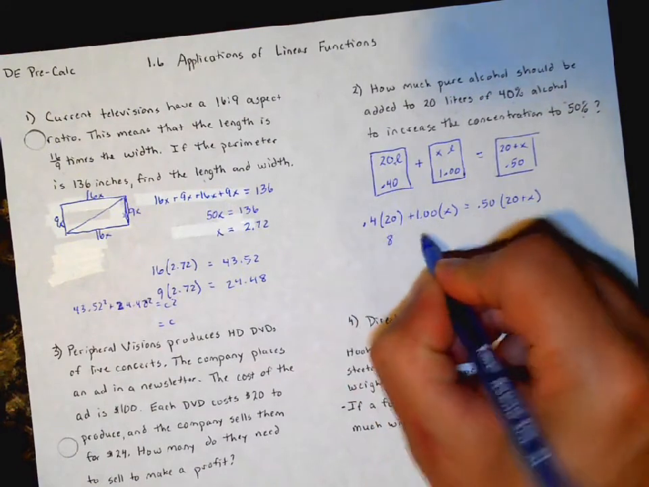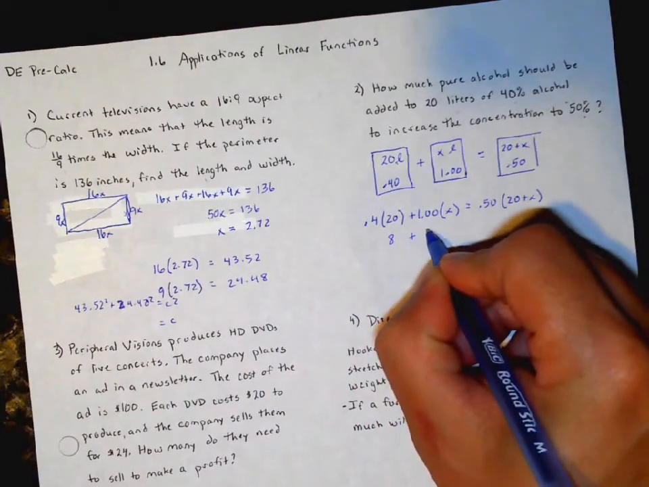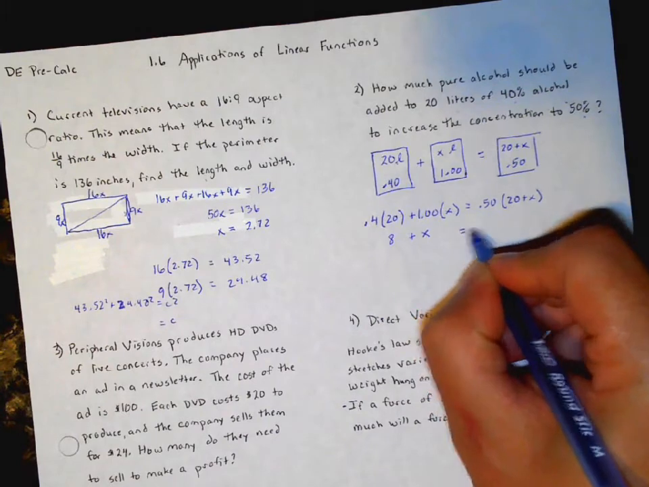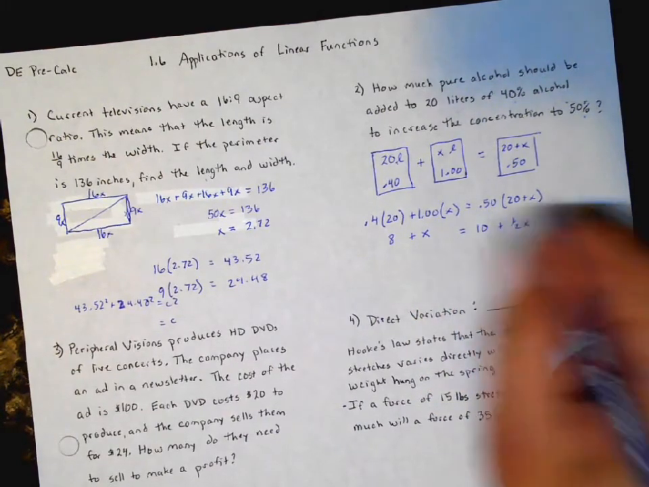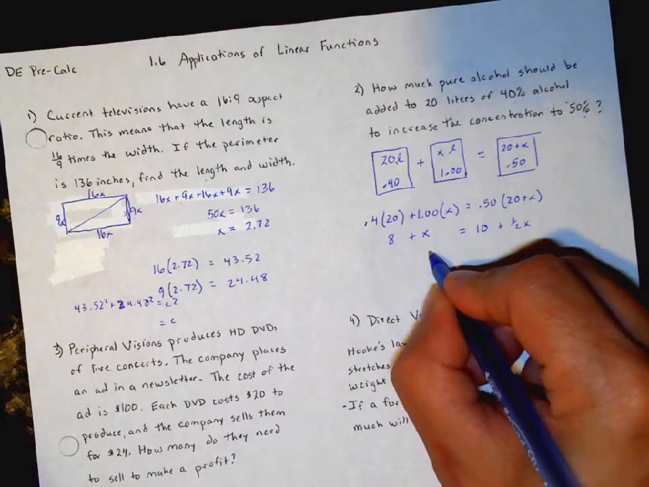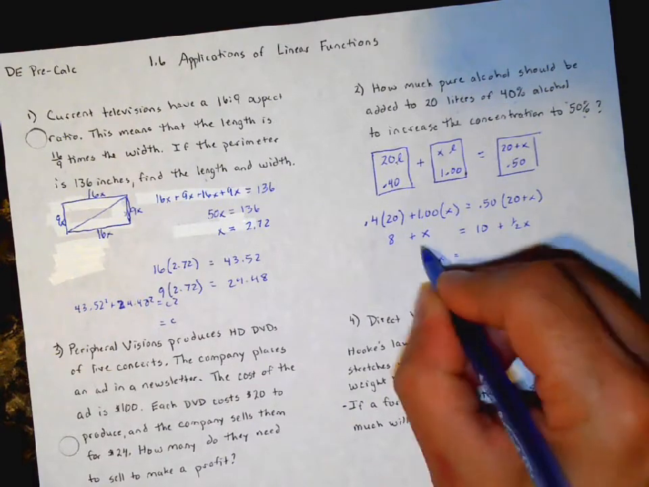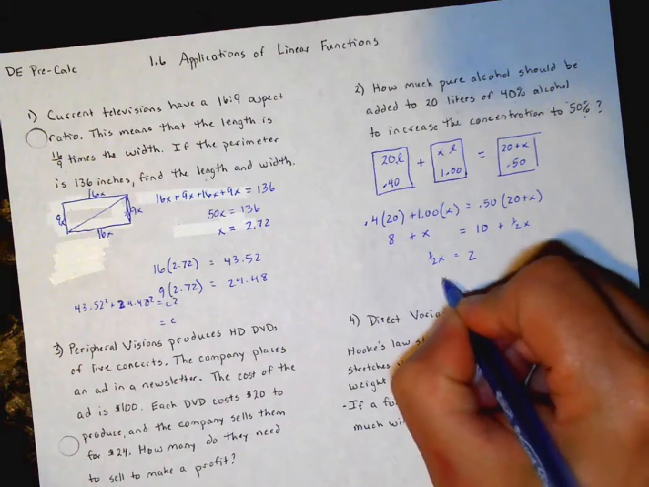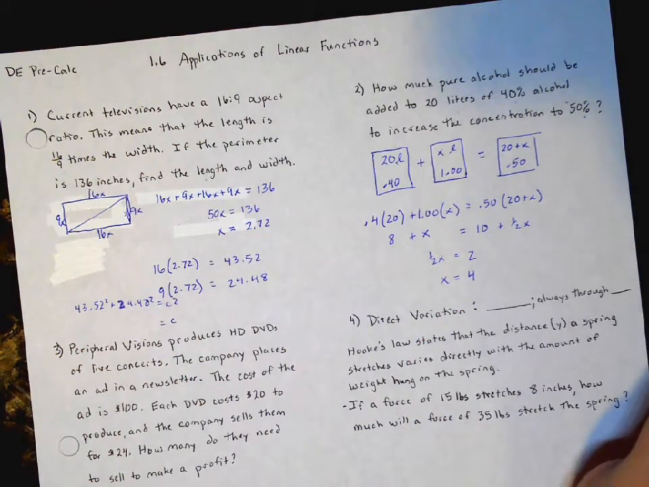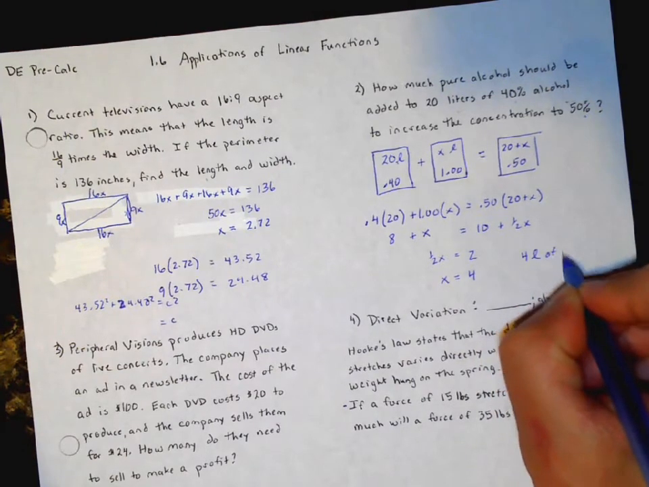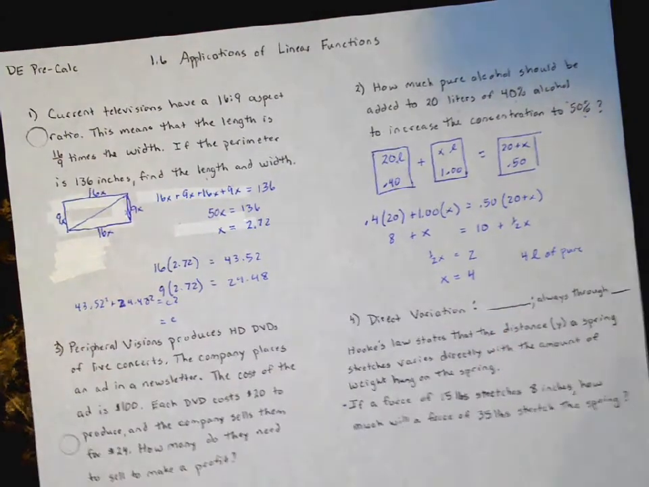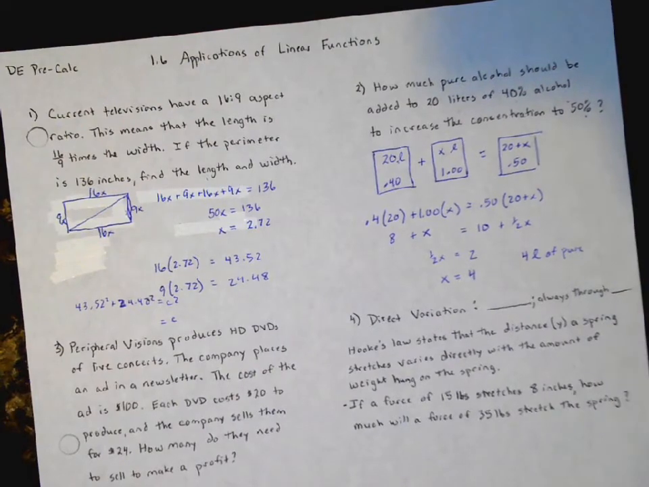We get 8 plus 1x is equal to 10 plus a half x, and you can solve that out. I subtract that over, I get 1 half x. Subtract that over, I get 2. Multiply both sides by 2, I get 4. That means I should have 4 liters of the pure alcohol to add to get to that 50%.